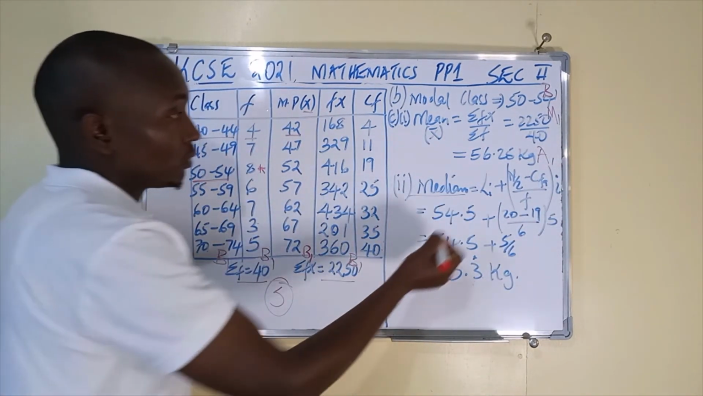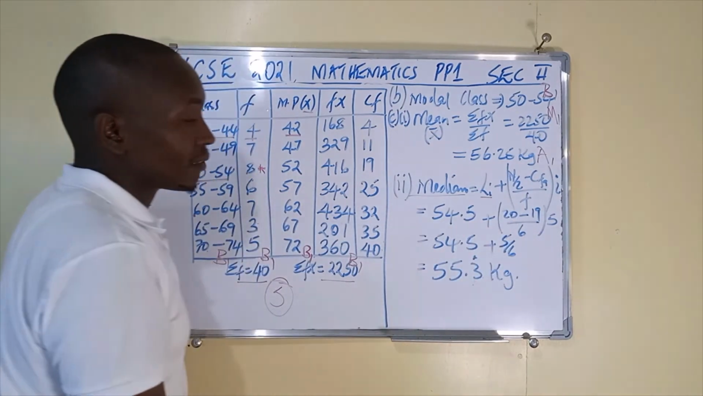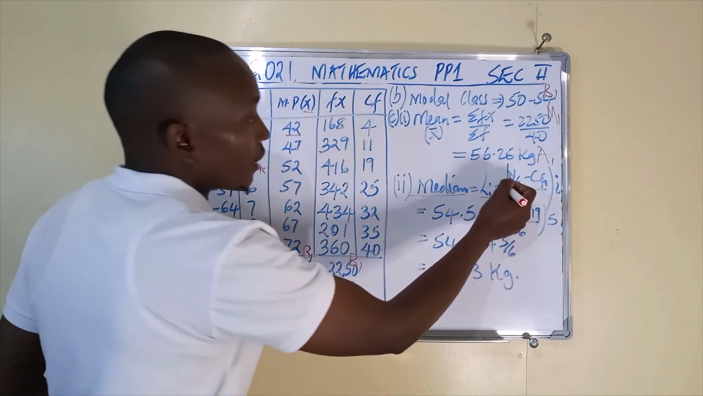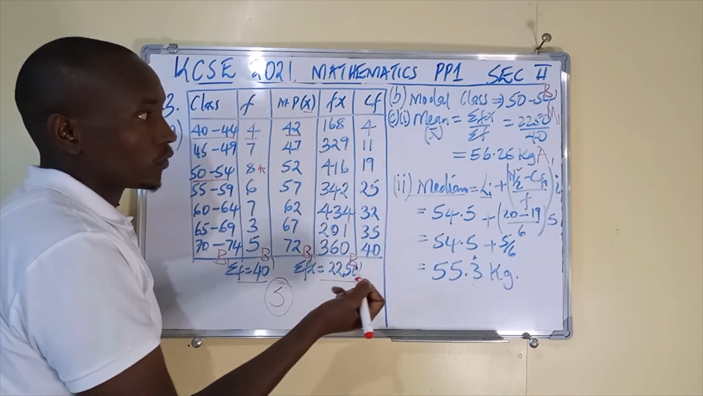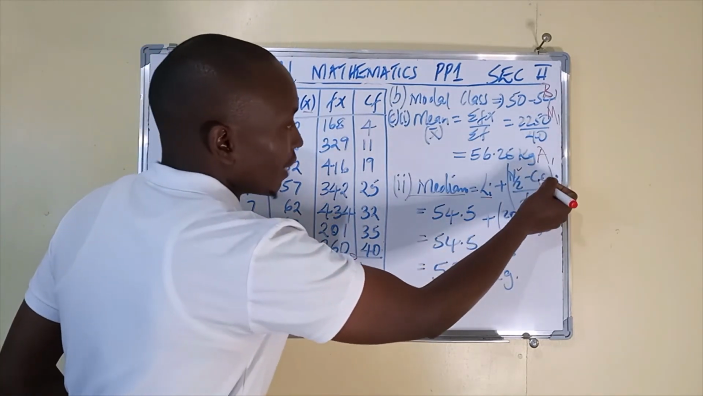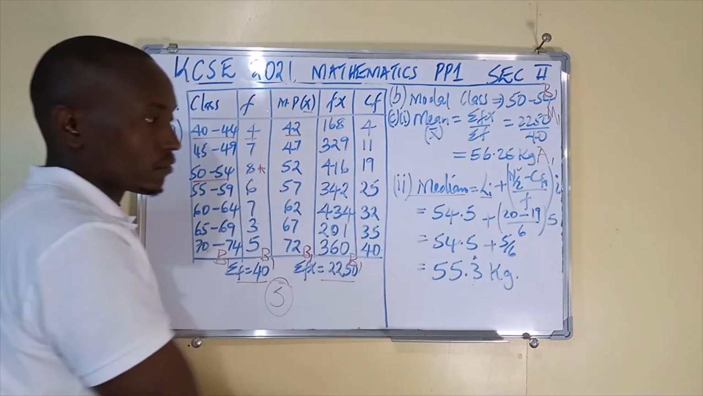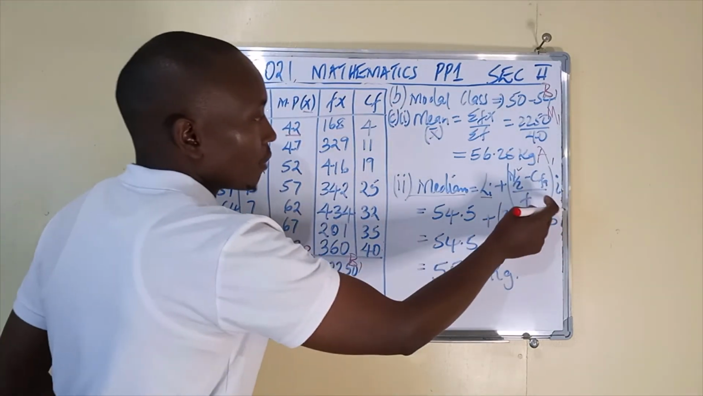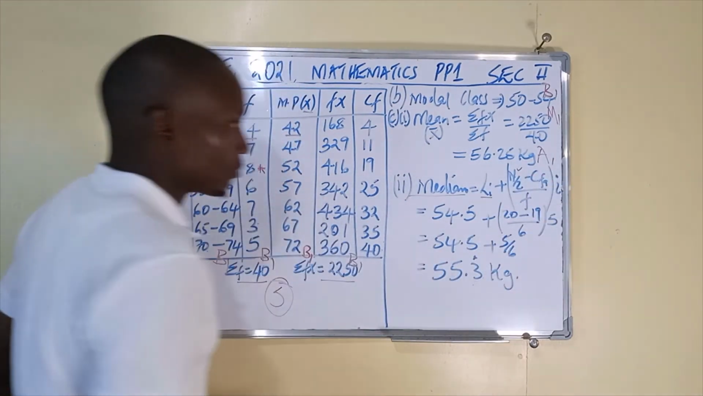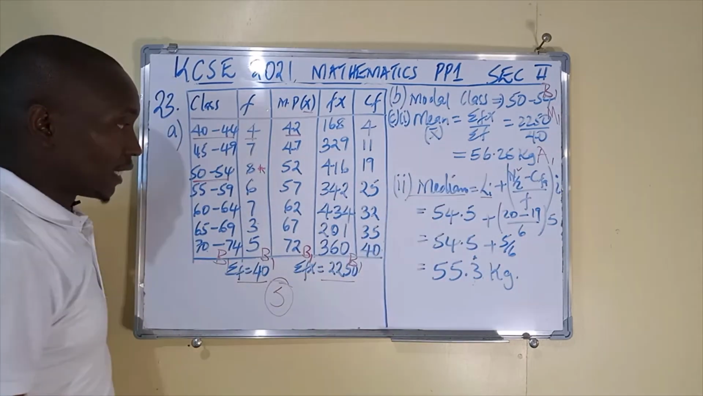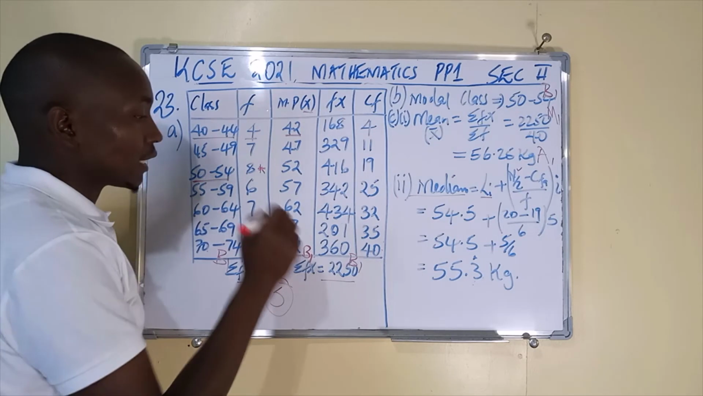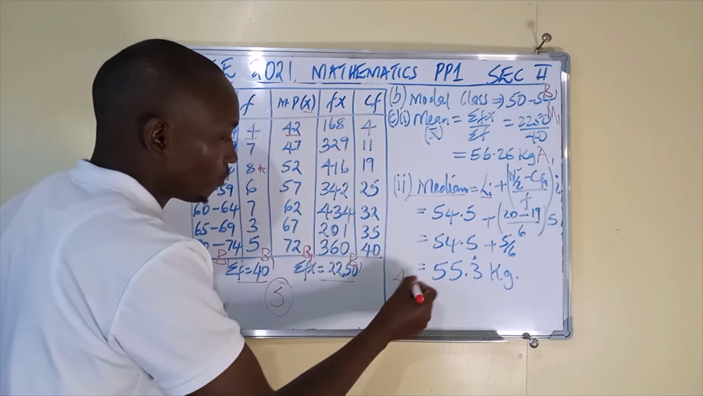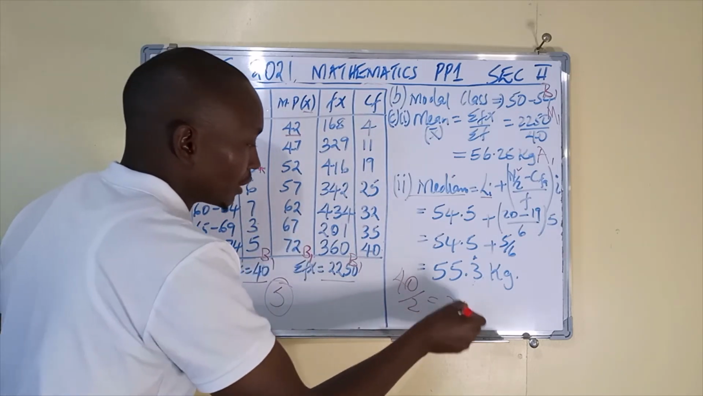The median mark will always be given by the lower class limit of the median class, added to the total frequency over 2 minus the cumulative frequency above the median class, divided by the frequency of the median class, times the class interval. That formula is there in your books. But we need first of all to identify the median class. The total frequency 40 divided by 2 is 20.